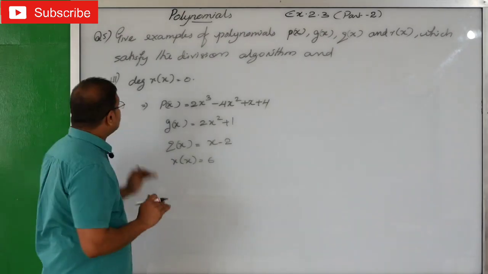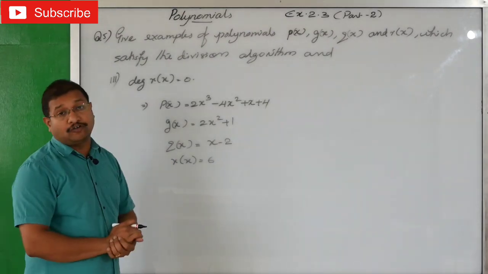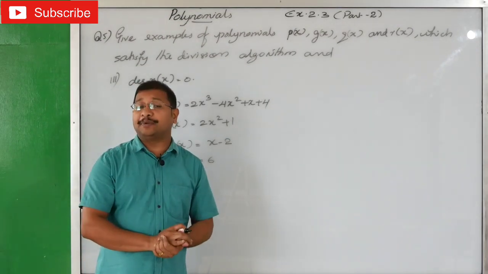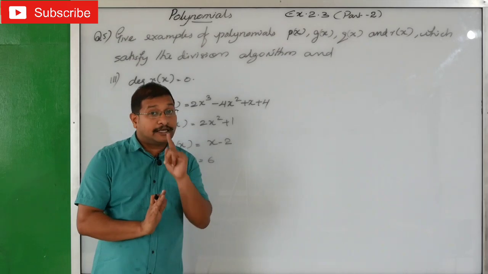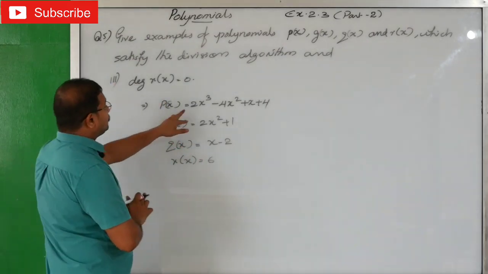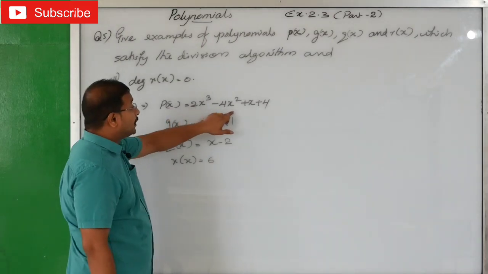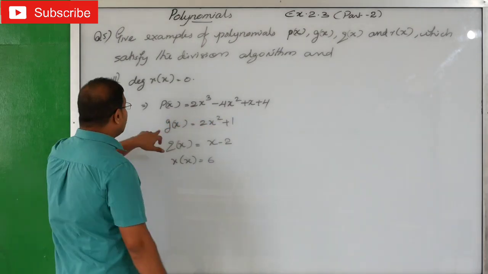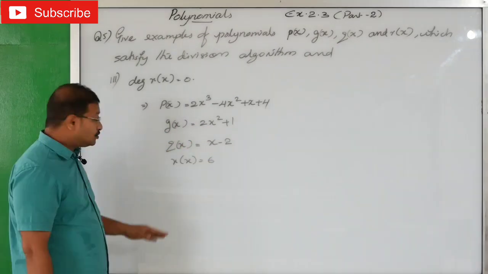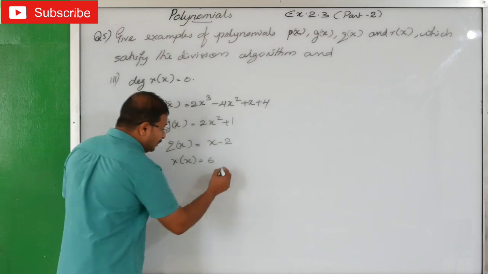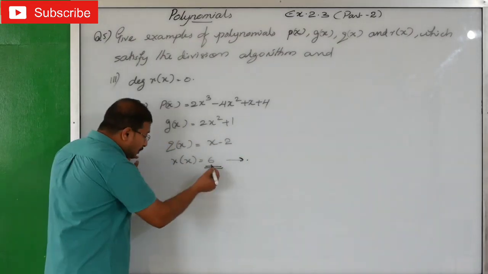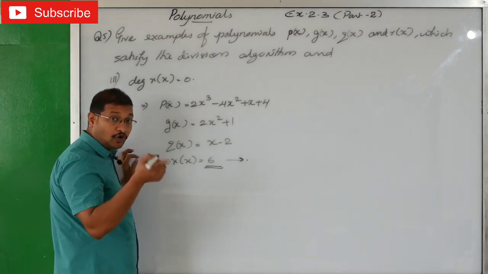Okay. See now the third question. Degree of r of x equal to 0. Degree of r of x equal to 0 means the variable should not be in the remainder, but of course there should be a constant. Ready? So what you will do? p of x we will write 2x cube minus 4x square plus x plus 4. g of x equals 2x square plus 1, and q of x equals x minus 2. So we got the remainder as 6. See here, this 6, here 6 is given. So the remainder is 6 means there is no variable.